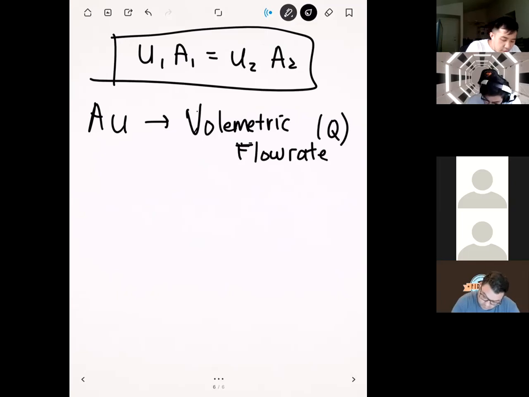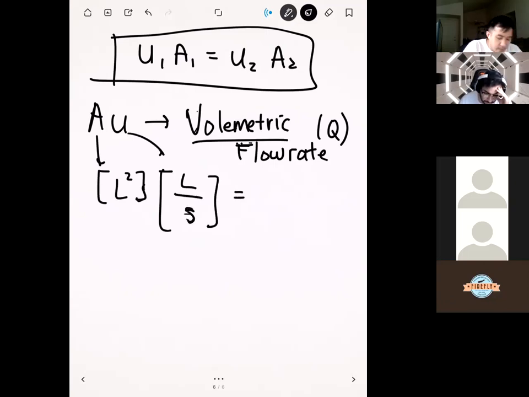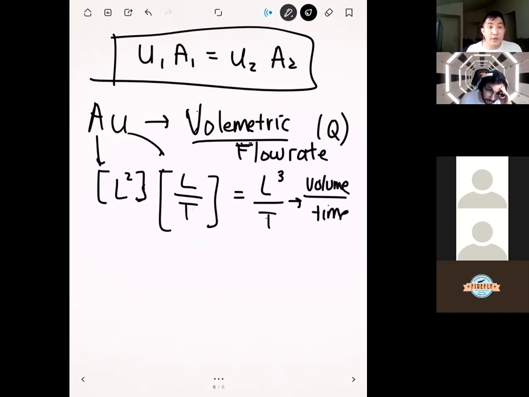The reason it's called the volumetric flow rate is, let's write out the dimensions for this product. First we have area, which has dimensions of L squared. Next we have velocity, which has dimensions of length over time. If you multiply these, we have dimensions of L cubed over time, which is basically a volume over time. That's why we call this quantity volumetric flow rate, because it's the rate at which volume travels in the fluid. So you'll see me use this quantity Q, or A times U, and what I mean by that is just volumetric flow rate.